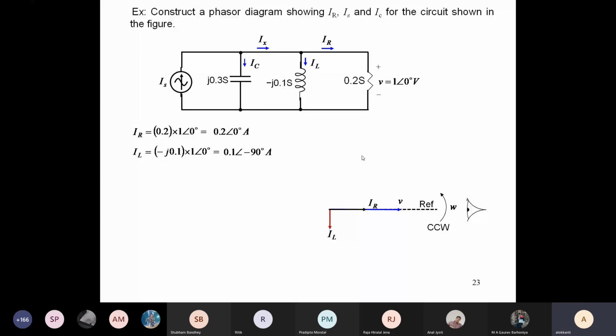Here I have tried, IR, this 0.1 was 0.2, so I almost tried to make it half of this. Okay, so once you got IL, you also got IR. You can find out IX, because IX is equal to the square root of IR squared plus IL squared. Sir, 0.223.